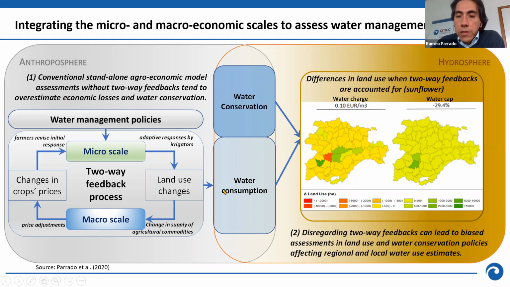And also that disregarding two-way feedbacks can lead to biased assessments in land use and water conservation policies, affecting regional and local water estimates. And one last thing that I would like to highlight from this coupling process is that with this coupling between a micro and macroeconomic model, we were able to share some insights about the balance of water conservation and water consumption at the local level, as you can see at the right-hand side of the figure.